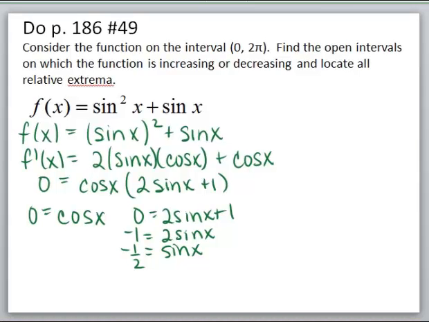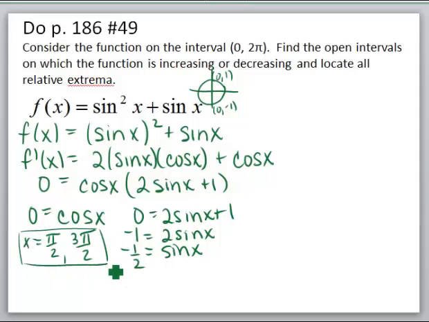From where I left off, I am going to figure out where this occurs. If you think about your unit circle, the cosine of x is 0 up here and down here. So that would be when x is pi over 2 and when it's 3 pi over 2. So those would be two of our critical numbers.